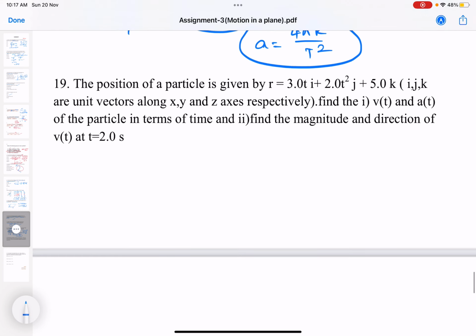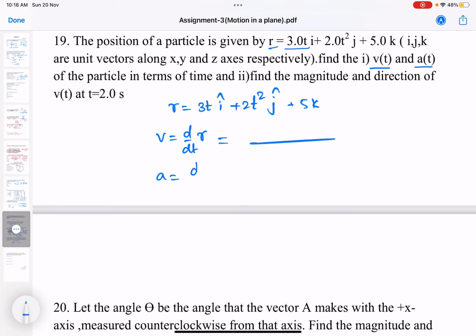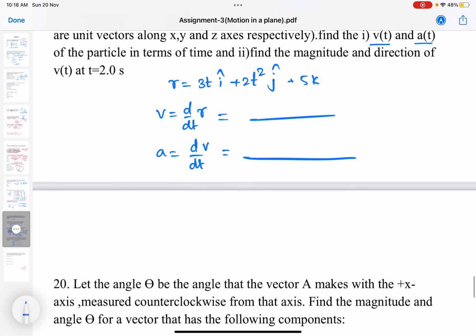Right. Next. The position of a particle is given by r equal to 3t i plus 2t square j plus 5k. He has asked to find velocity in terms of time and acceleration in terms of time. So velocity is nothing but d by dt of r. Solve this. And after getting this, solve for acceleration, d by dt of what? Of velocity. The rate of change of velocity is acceleration. Solve for this one.